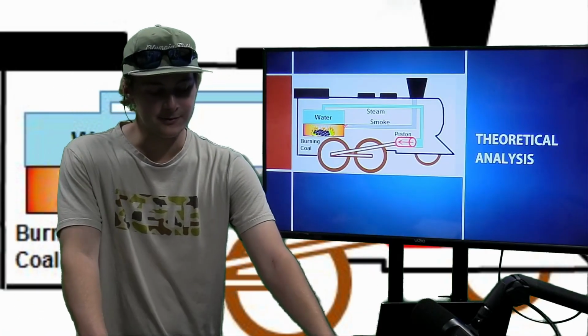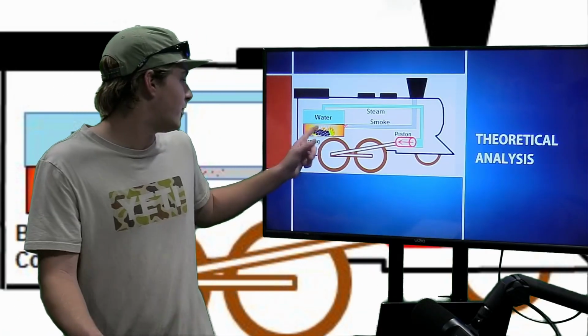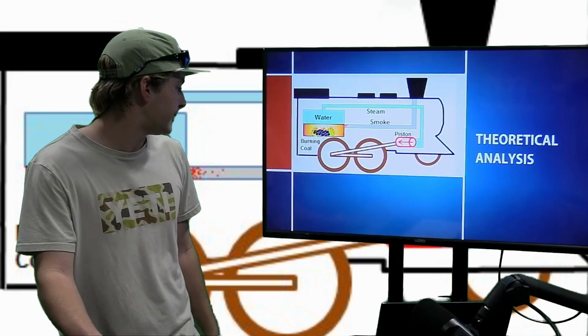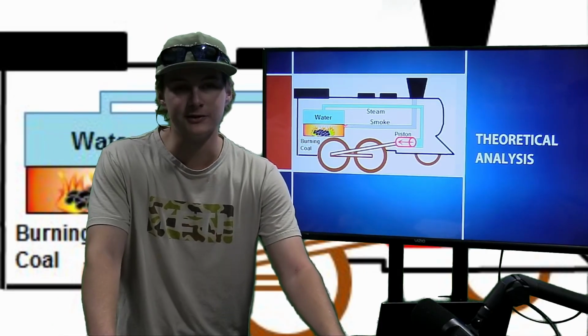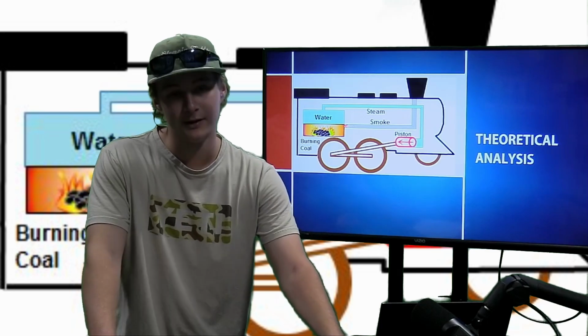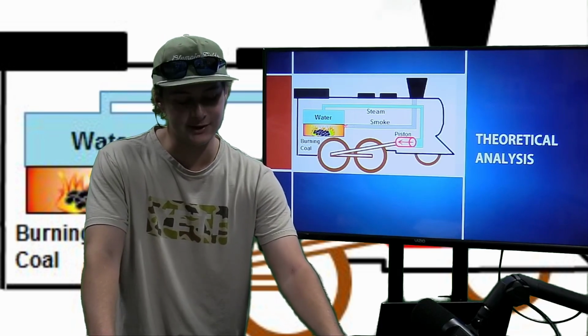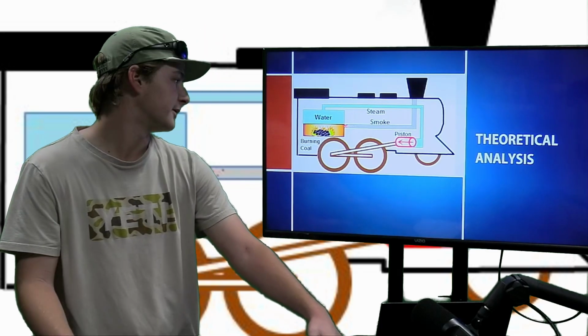The first step in the process starts in the boiler, where the water is heated up, usually by coal or some other kind of fuel, and turned into steam. The steam is then pushed into the cylinder, which houses the piston. The valves are what allow the steam to enter and exit at the appropriate times.